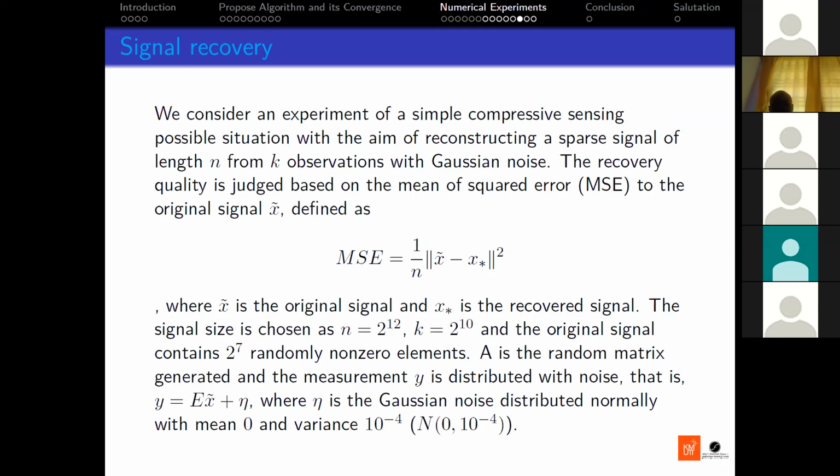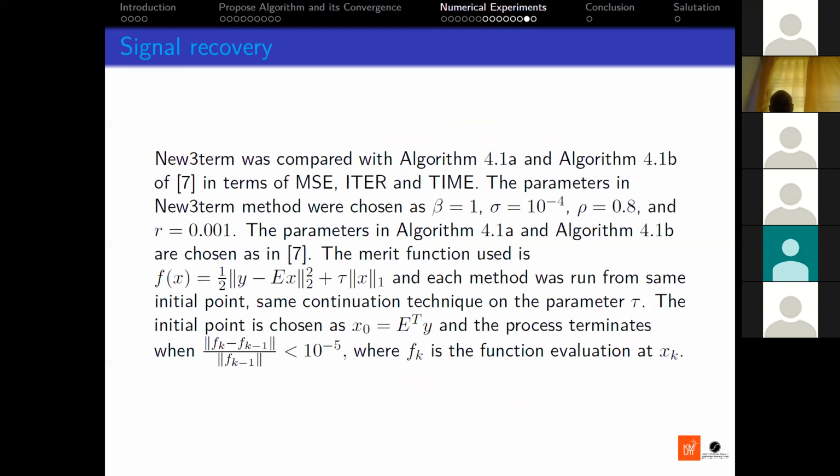A is the random matrix generated in MATLAB using the command rand, and the measurement is contaminated with noise, that is y equals A x bar plus eta, where eta is the Gaussian noise distributed normally with mean 0 and variance 10 raised to a negative power. All these are inputted in the numerical experiment using the MATLAB software. Now, these are the parameters we choose for the new three-term method. Beta is 1, sigma is 10 raised to the power minus 4.